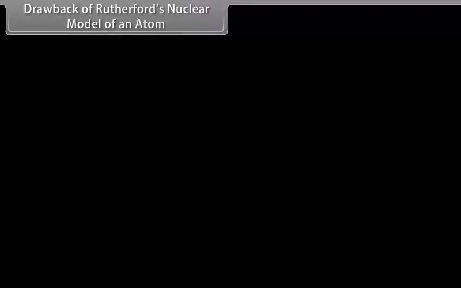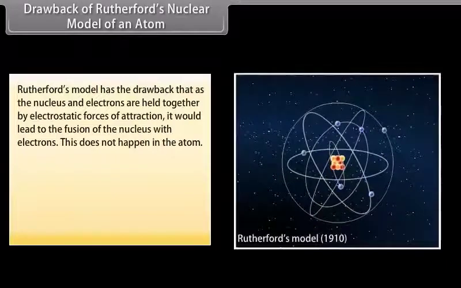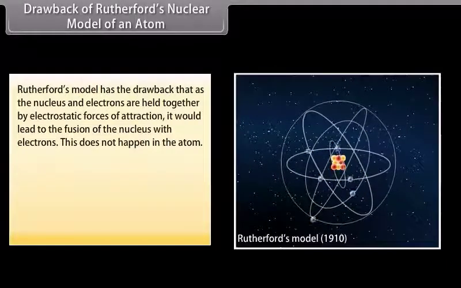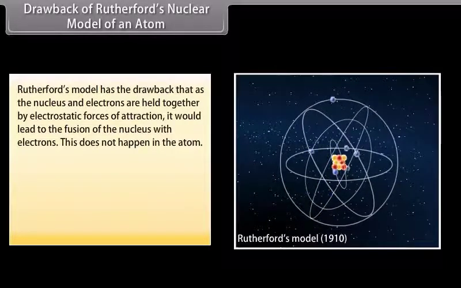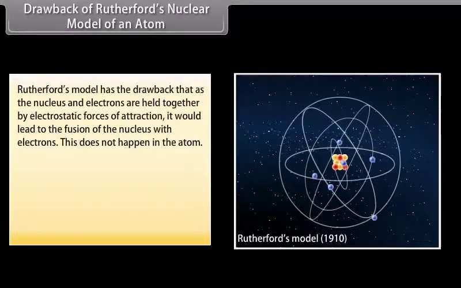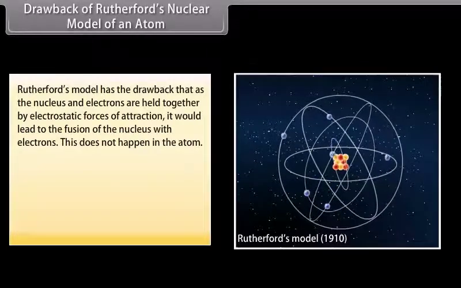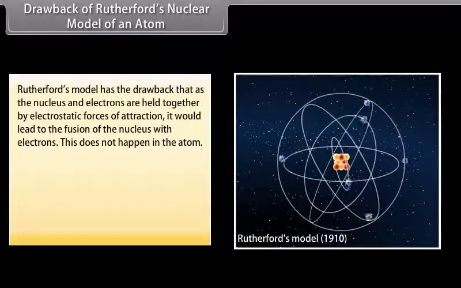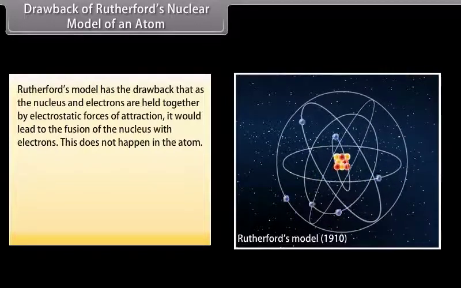Drawback of Rutherford's nuclear model of an atom. Rutherford's model has the drawback that as the nucleus and electrons are held together by electrostatic forces of attraction, it would lead to the fusion of the nucleus with electrons. This does not happen in the atom.